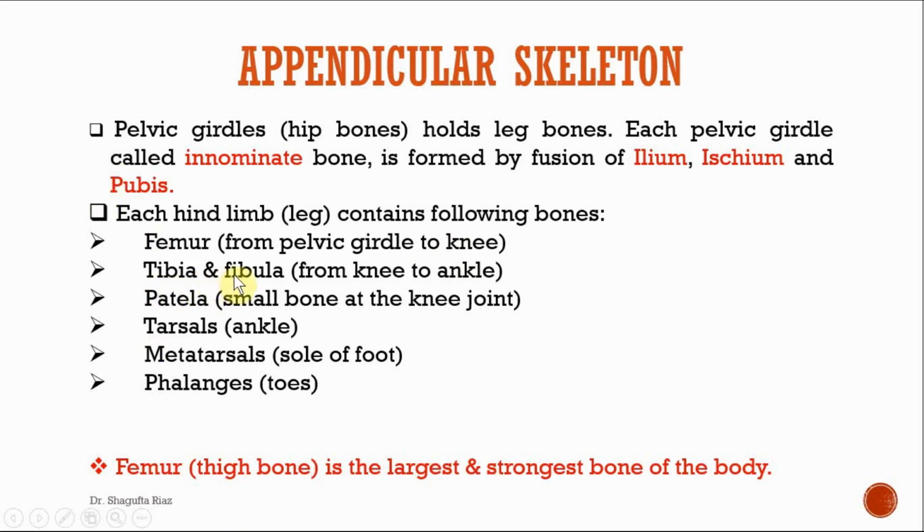Tibia and fibula, these two bones are again parallel, just like radius and ulna in our arms. Tibia and fibula attach the knee joint to the ankle joint. Then patella. Patella is a small bone at the knee joint, or we can also call it kneecap. Tarsals are present at the ankle joint. Metatarsals are present at the sole of the foot, and phalanges are the toes of our foot.